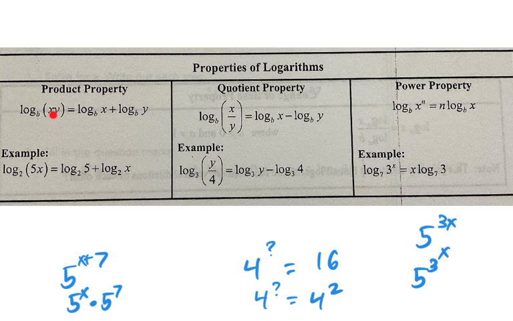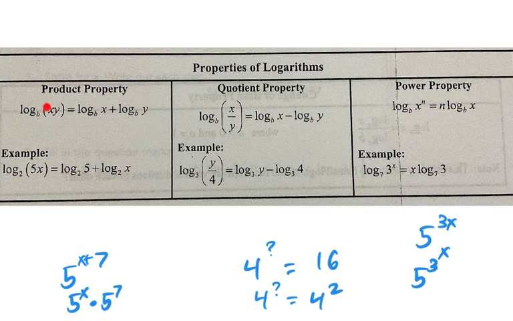Whenever I have something multiplied in the argument, I can rewrite that as addition of logs. So right here, log base b of x times y is the same thing as log base b of x plus log base b of y. So multiplication in the argument can be rewritten as addition of logs. This also goes in the other direction. If I started with addition of logs with the same base, I could rewrite that as multiplication of the argument. Okay? This goes in both directions.